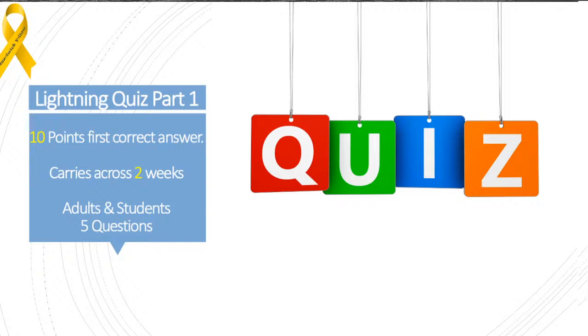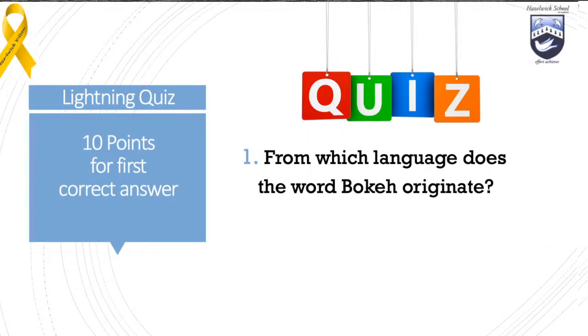We're going to do, I think, 5 questions. Miss Brennan, this is where anything that you can do here to capture the marks would be really well appreciated. So 10 marks for the first correct answer. This carries across to, in fact, this is the second week, so we'll do the totals at the end of this. This is for adults and students, so whoever fastest finger first, all that sort of thing. So without any further ado, I'm going to put the first slide up. Here we go.